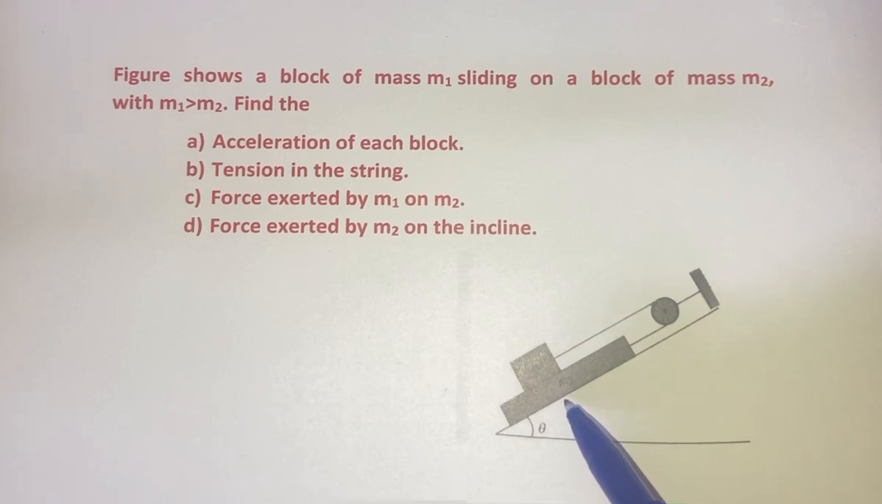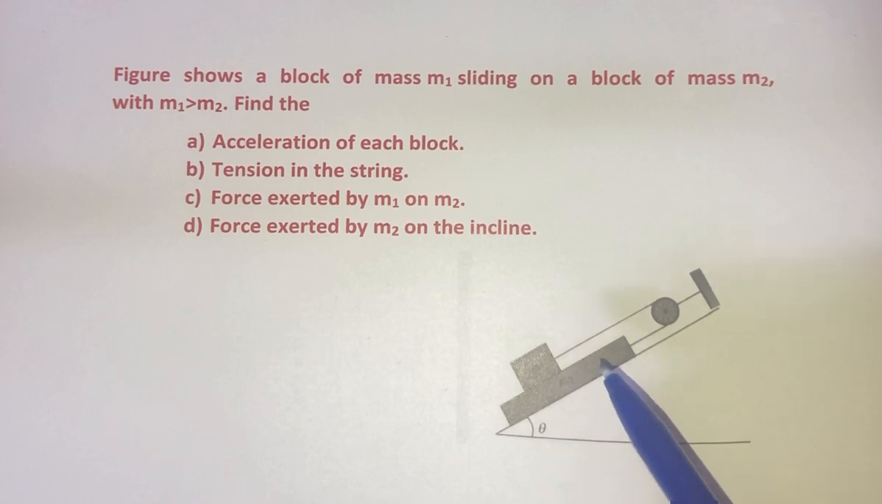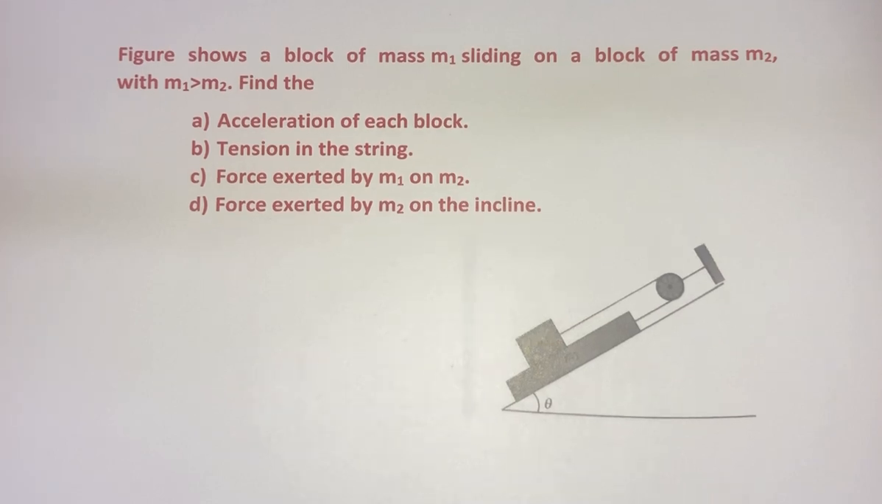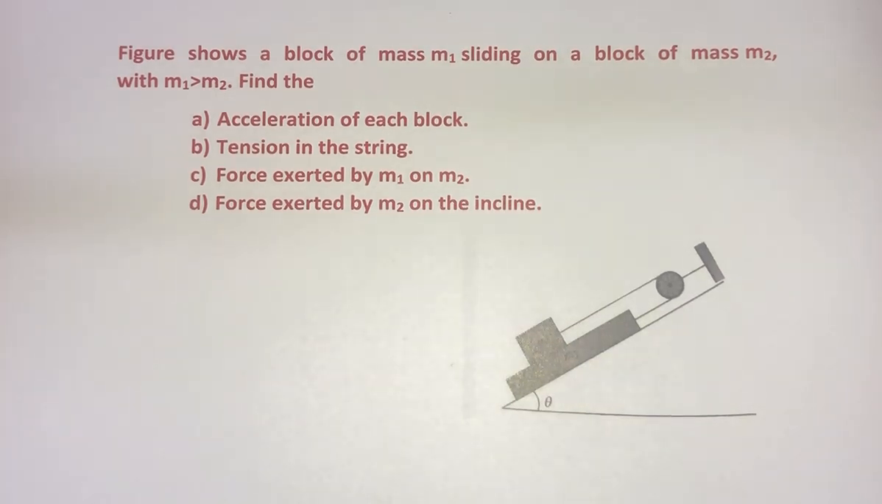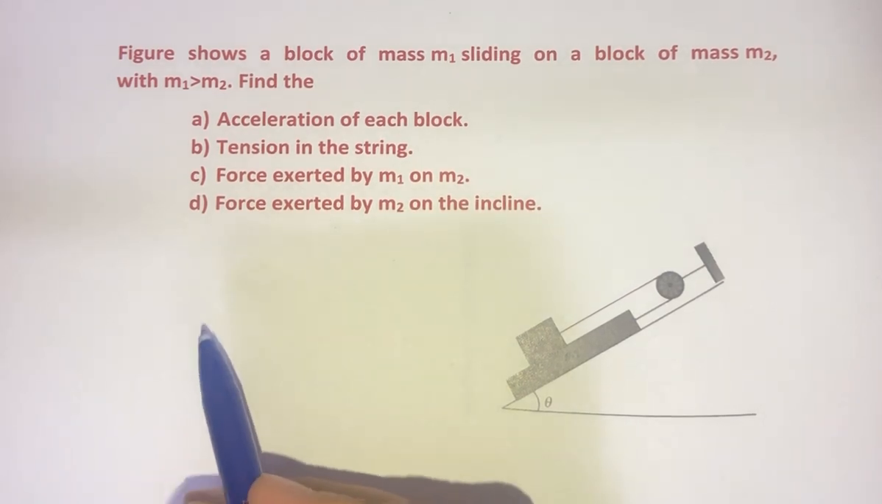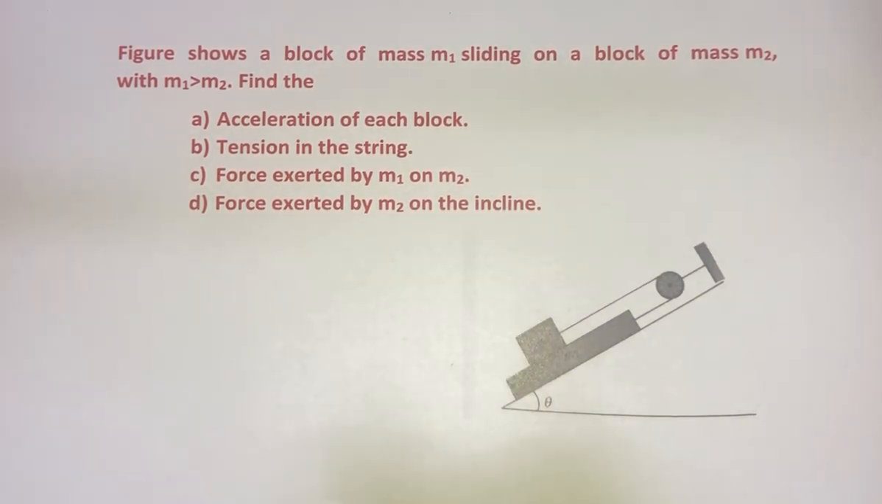So this is the basic diagram. This is mass m2, this is mass m1. So let's draw the free body diagram of each individual mass, and then we are going to find out the various forces that will be acting on them. First of all, let us draw for m1.